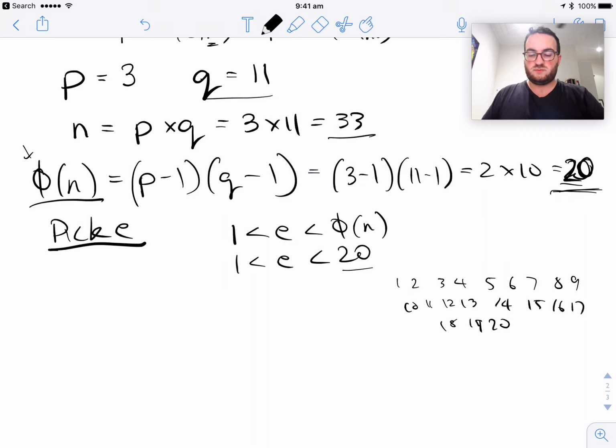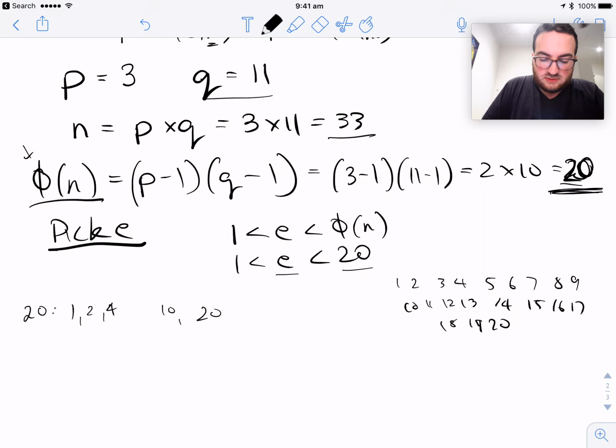What relatively coprime means is that e can't have any shared factors with 20. So what are the factors of 20? Well, you can get 20 by multiplying 1 and 20, by multiplying 2 and 10, and by multiplying 4 and 5. So those are the factors of 20, which means we can't choose those. We can't choose 20, 1, 2, 10, 4, or 5.